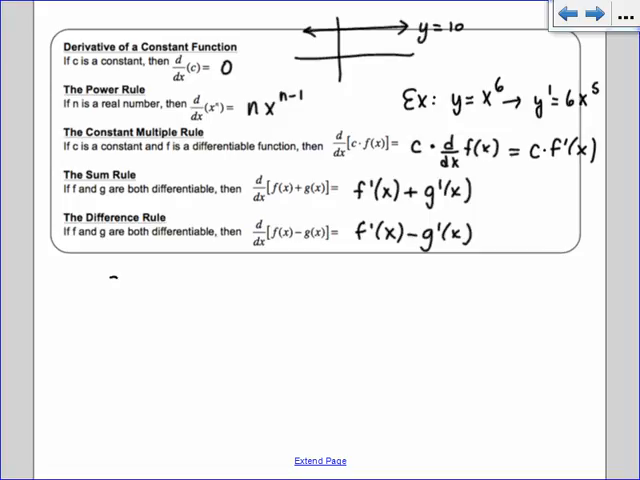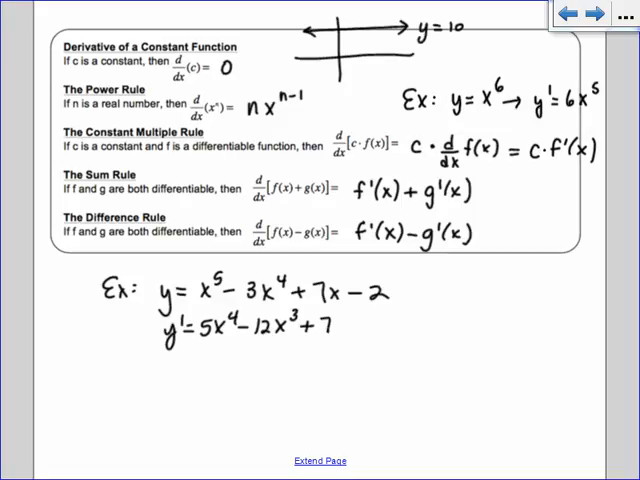So basically, if you have a big long function and you have x to the fifth minus 3x to the fourth plus 7x minus 2, you just take the derivative of each individual portion. So its derivative would be 5x to the fourth minus 12x to the third plus 7 and then plus 0, right? I did it very speedily. Do you see how I got that? So 4 times 3 gives me 12. Subtract 1 from the power. This was 7x to the 1, not 0.